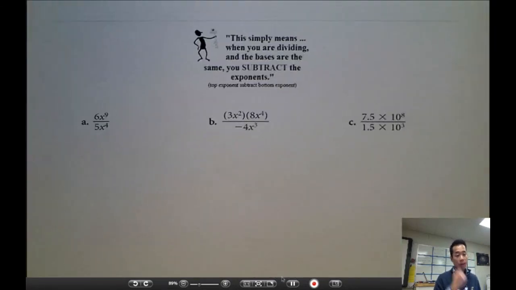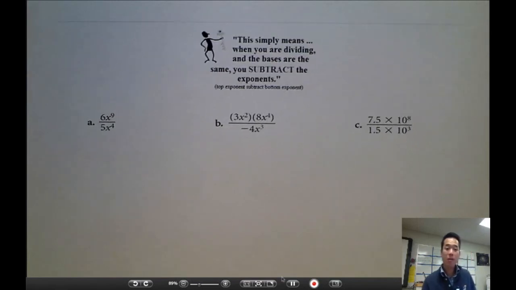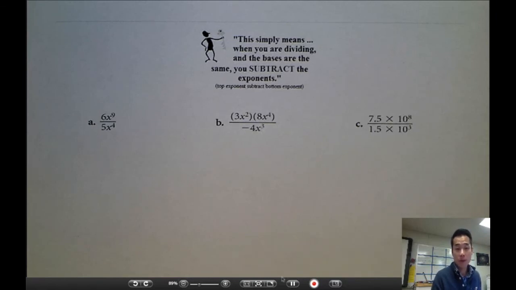Here are 3 examples that I would like you to try with the division property of exponents. Go ahead and pause the video right here. Write these 3 examples down in your notebook. Go ahead and work them out. And then when you're ready, push play and check your answer with mine. I will go ahead and continue on. I'll start with 6x to the 9th divided by 5x to the 4th.